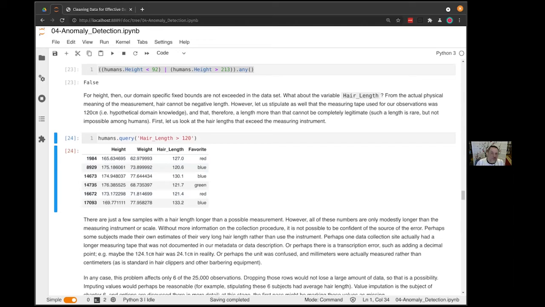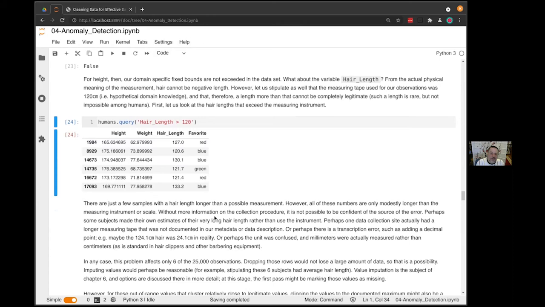Like perhaps it's a transcription error, and all these people who supposedly had 127 centimeter long hair actually had 20 centimeter or 27, like the one was a typo at the beginning, or some other kind of typo could come in there. So it's 25,000 rows. This is a pretty small number of them where I have this possible problem going on in this anomaly.